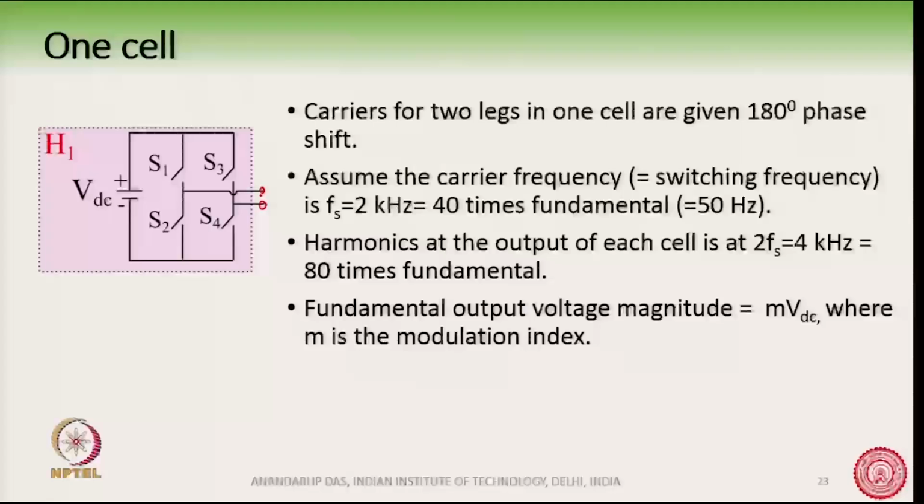And what is the fundamental output voltage magnitude from one cell? It is equal to m VDC, where m is the modulation index. It can be taken very close to 1. We may also add a third harmonic here when we work with isolated neutrals. So, m VDC can go up to 1.15 m VDC if we add a third harmonic or something like a max min algorithm, which we have earlier discussed, where we add the triplet harmonics.